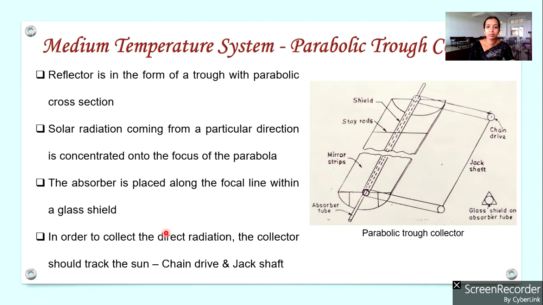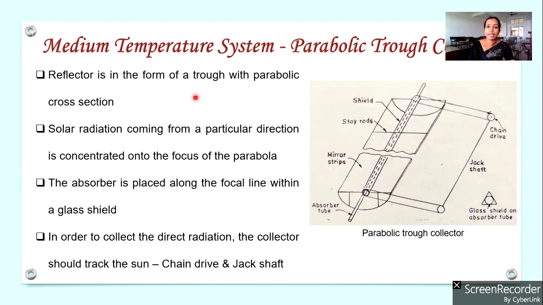So now let us move on to the medium temperature system. An example is the parabolic trough collector. We know the operating temperature of medium temperature systems is in the range 150 degrees Celsius to 300 degrees Celsius. So in order to get such a temperature, we need to use some of the concentrating collectors, and we use the parabolic trough collector here.